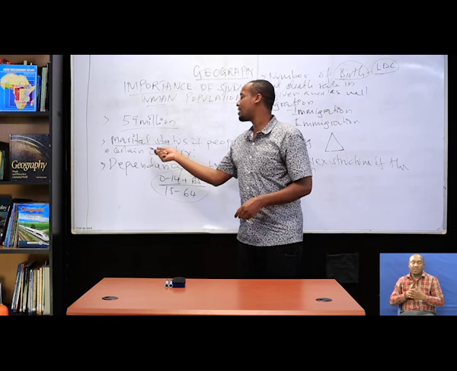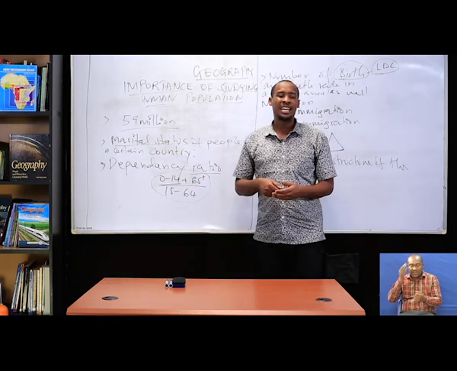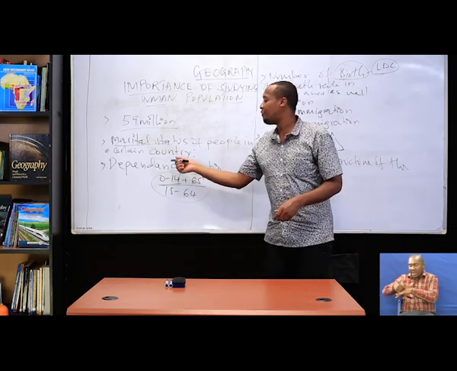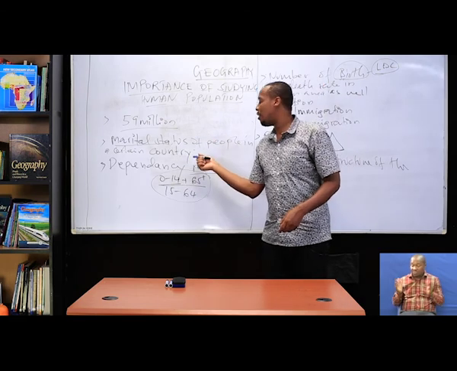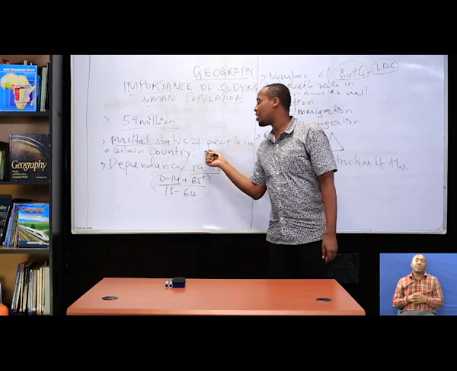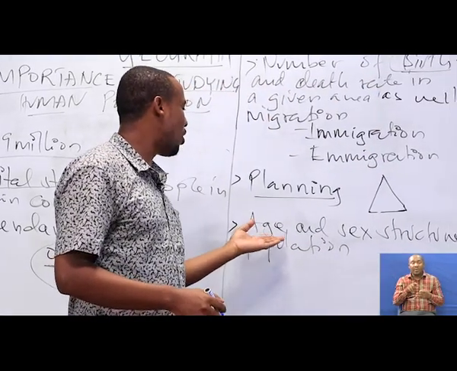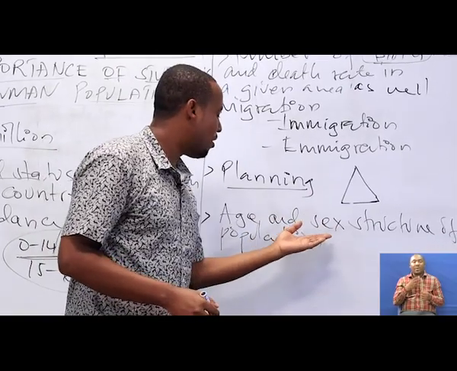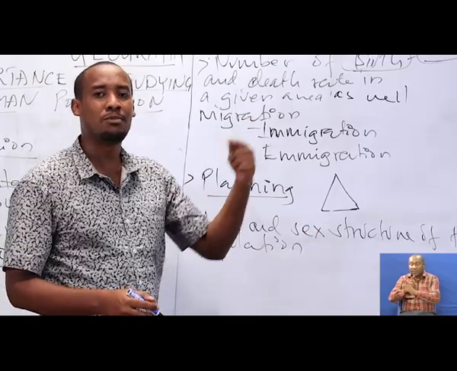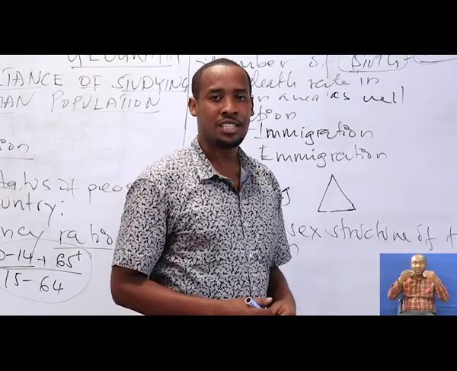In marital status, we are knowing the number of males who are married, the number of females, the number of widows in a population, as well as those divorced in a population. Here, we are only knowing the numbers of males and females in a population in terms of their age. So these are some of the importances of studying human populations.